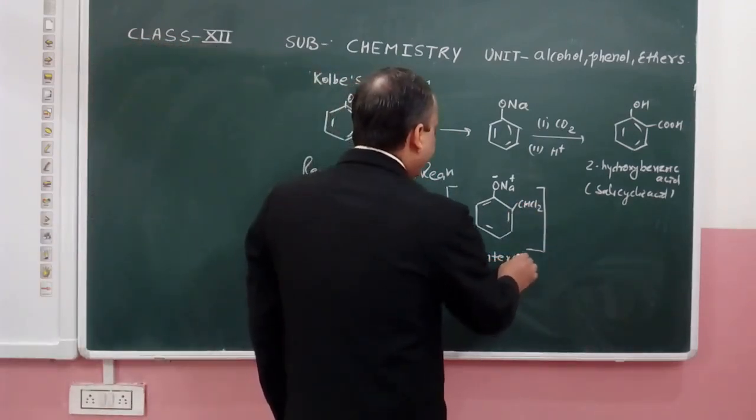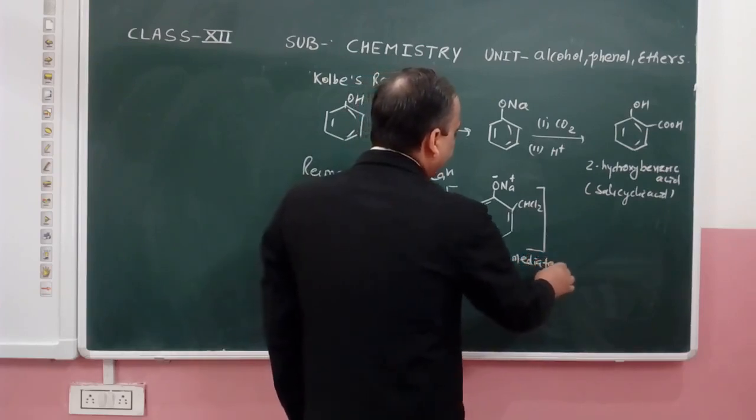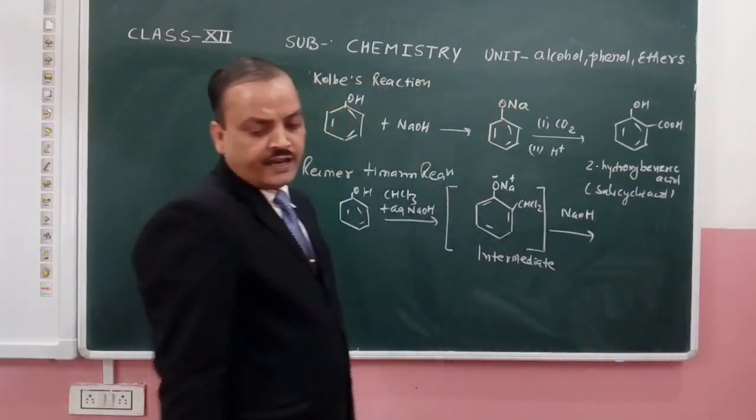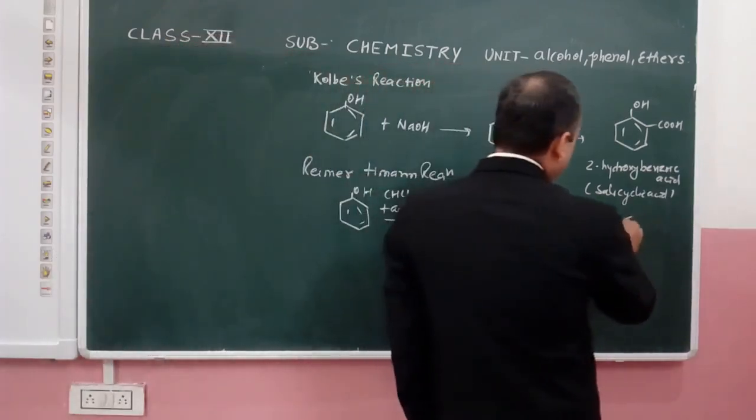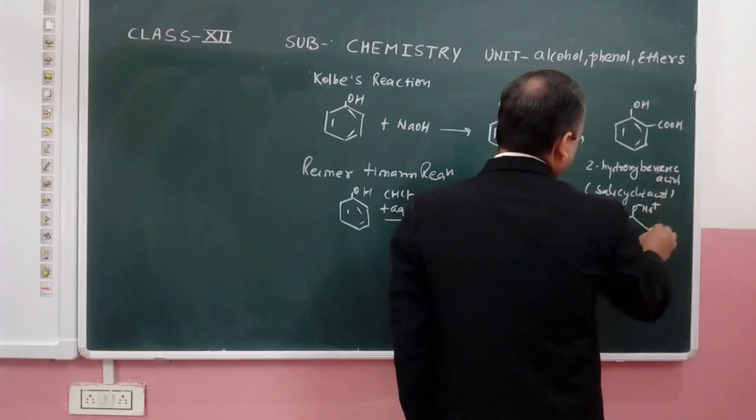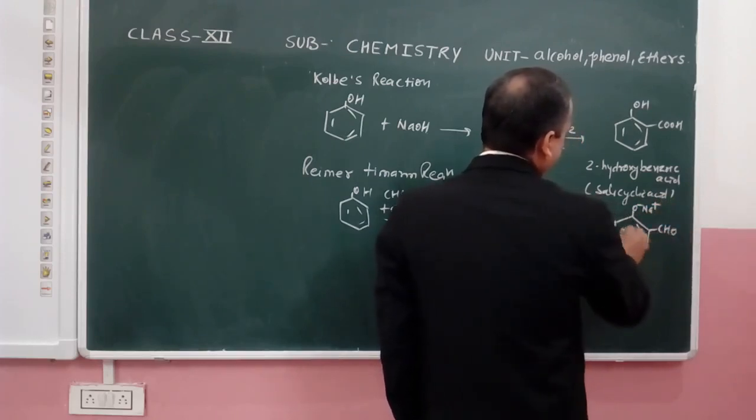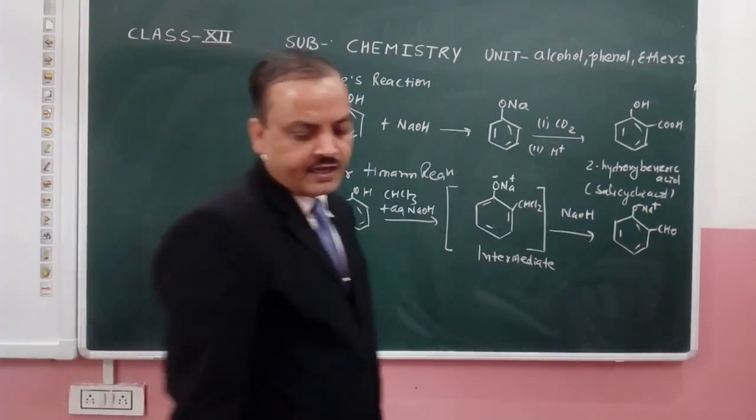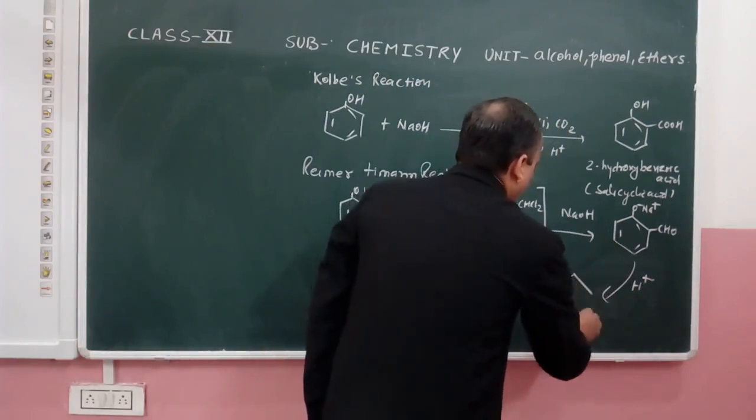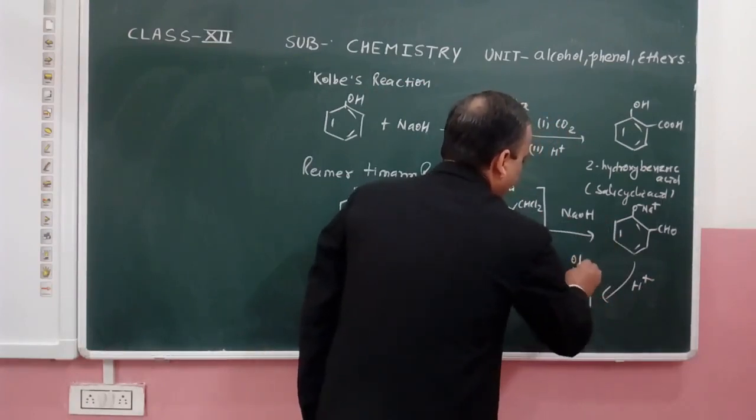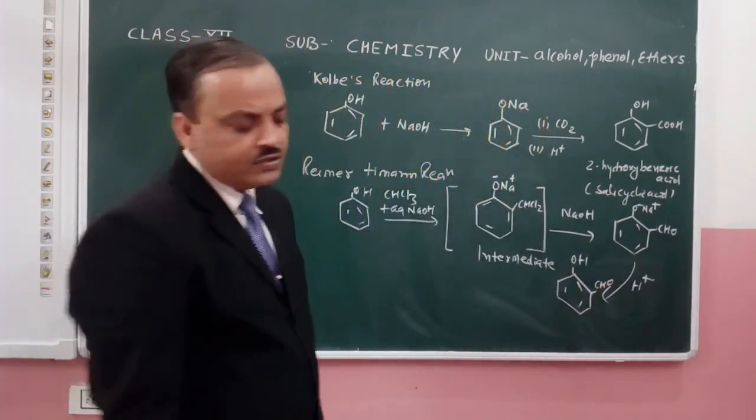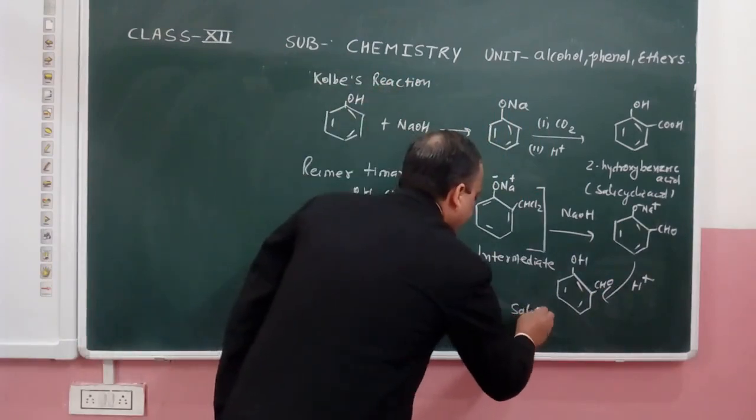This intermediate again reacts with the NaOH. Then we again get O minus, Na plus, with a CHO group attached on this benzene ring. In the presence of H plus ion, an OH group develops on the ring, and an aldehyde is formed that is known as salicylaldehyde.